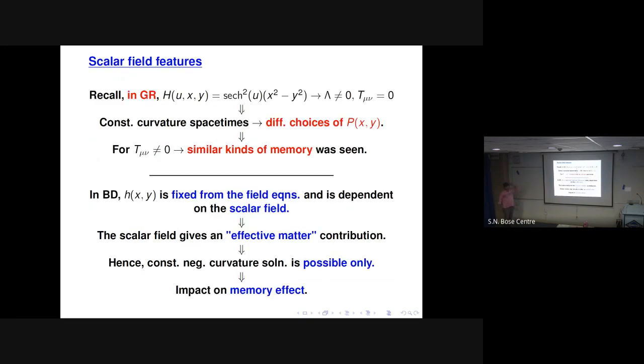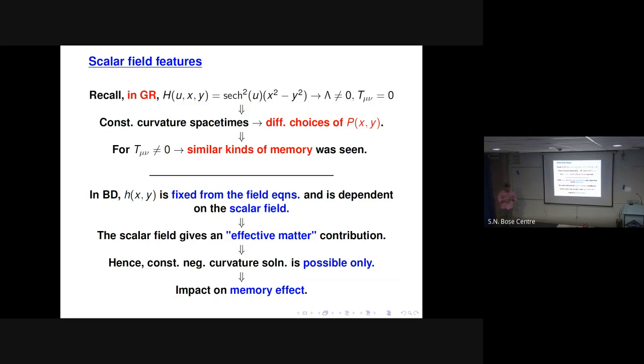So what happens? What is the change? Recall, when we were studying general relativity, we used H like this, which has a cosmological constant but zero matter. This led us to constant curvature spacetimes by choosing different types of conformal factors. Even for non-zero T mu nu, we found similar kinds of solutions. But what happens in this case? This H, this part, x square minus y square, is fixed from the field equation and is dependent on the scalar field. So this H is different from x square minus y square.